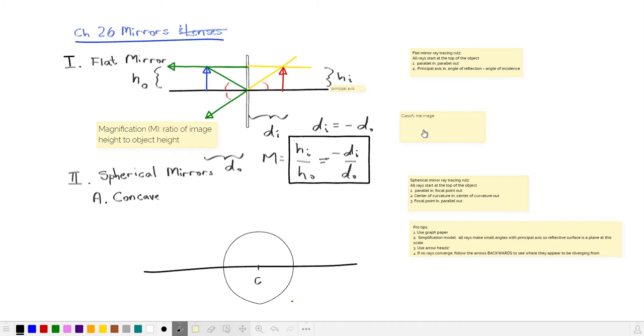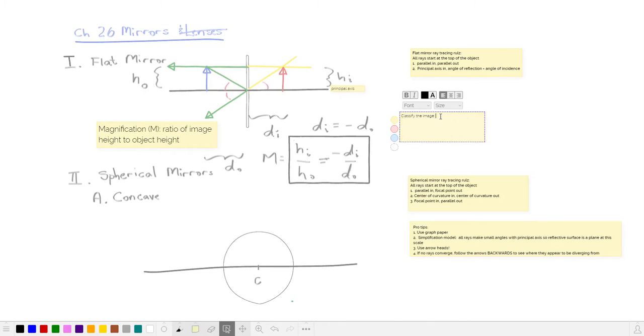So here I can classify the image as real or virtual. Well, no light actually goes there, so it's a virtual image. And then I have to decide, is it inverted or upright? And it's upright because they're both above the principal axis. And finally, is it bigger or smaller? And it's the same size.